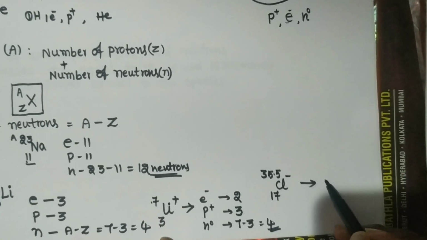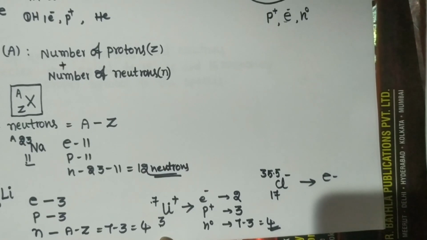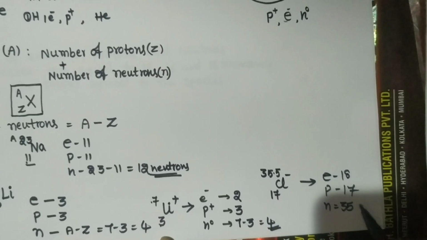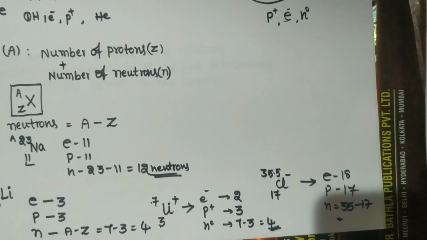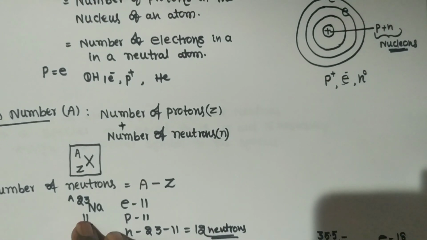So the number of electrons is 17? No, the number of electrons is not 17 because here chlorine is not neutral. Chlorine contains one negative charge, which means it takes one electron. That's why the number of electrons will become 18. Protons remain 17 only. Neutrons: 35.5, so we can take a round figure, 35 minus 17. That is the number of neutrons. Like that we can find the electrons, protons and neutrons.